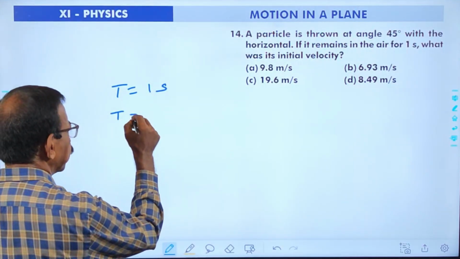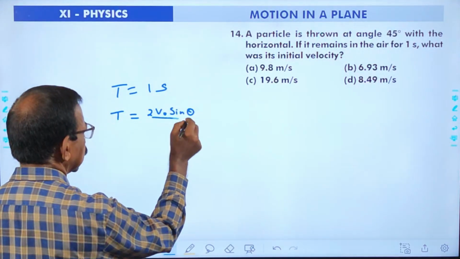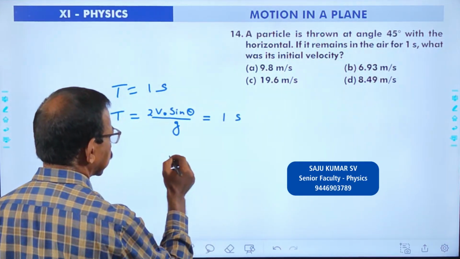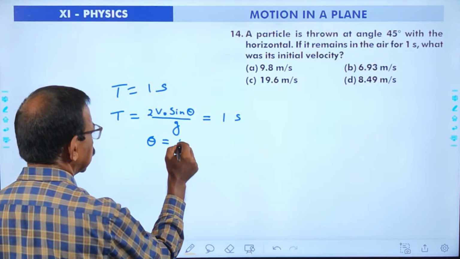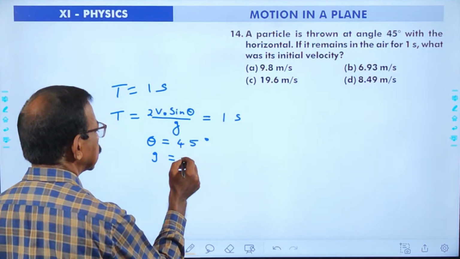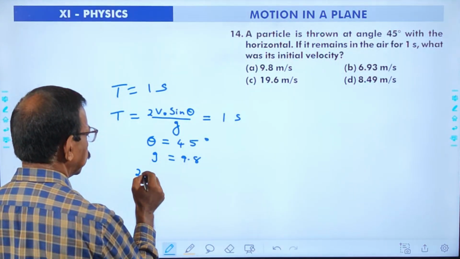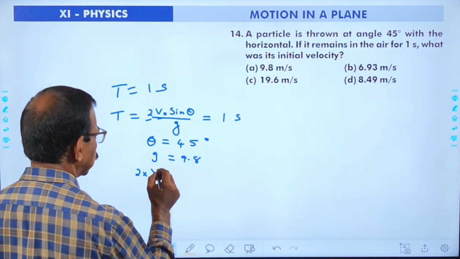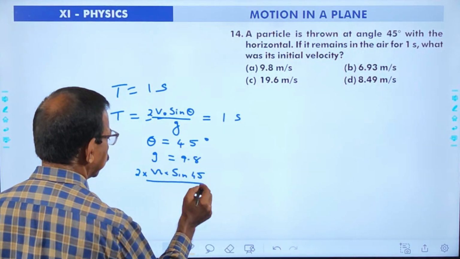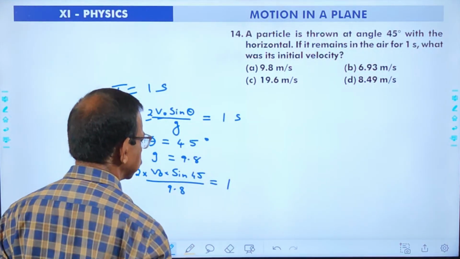We have time of flight is given by 2 V0 sin theta by g. This is the relation for time of flight and it is given as 1 second. Also given that theta equals 45 degree and we may take g as 9.8. Then we may write like this, 2 into V0 into sin 45 divided by 9.8 equals 1.